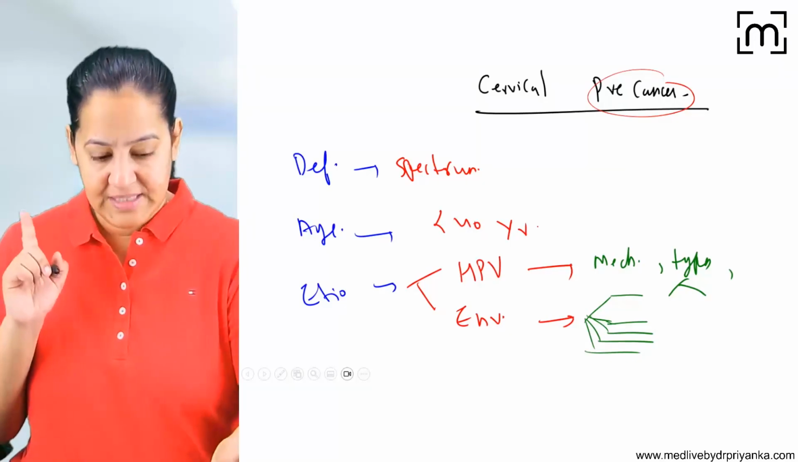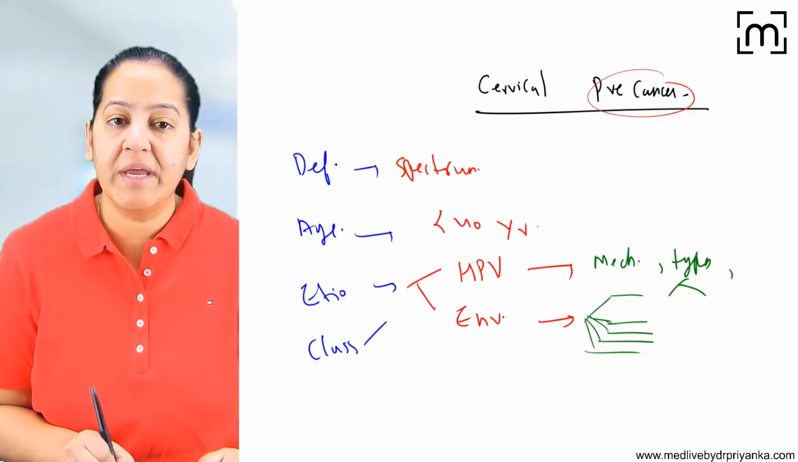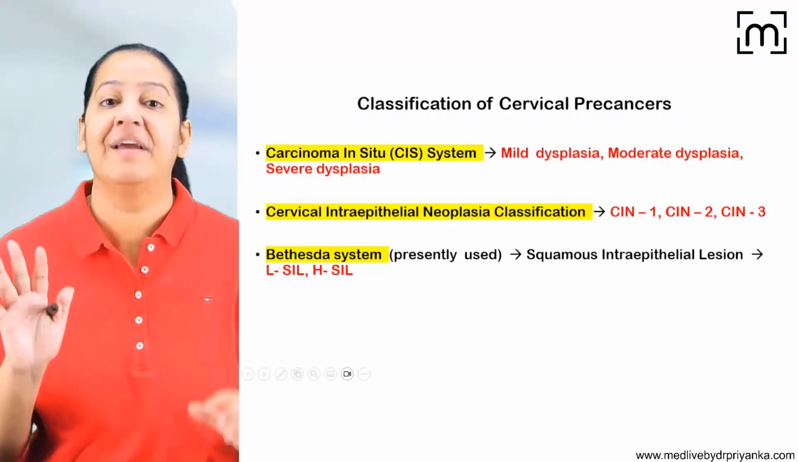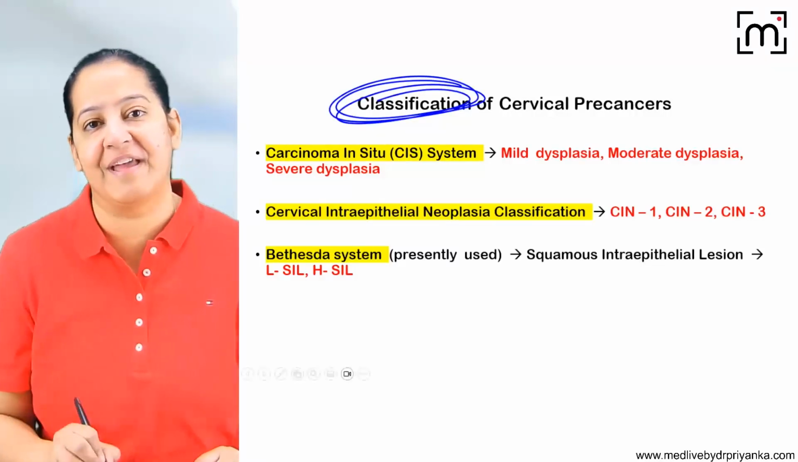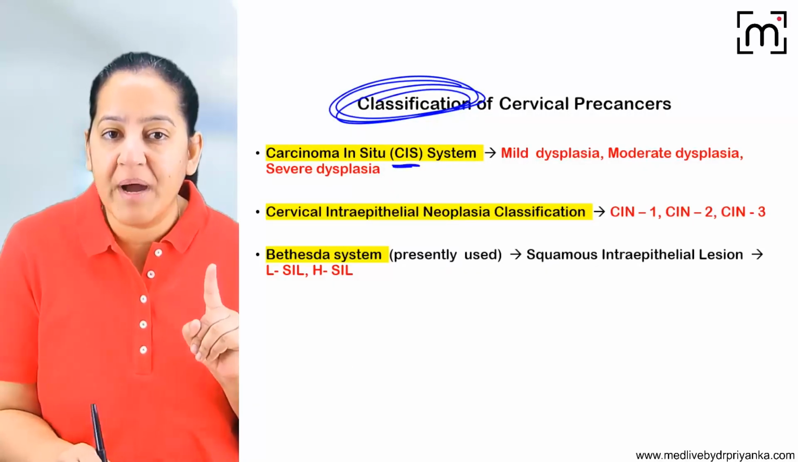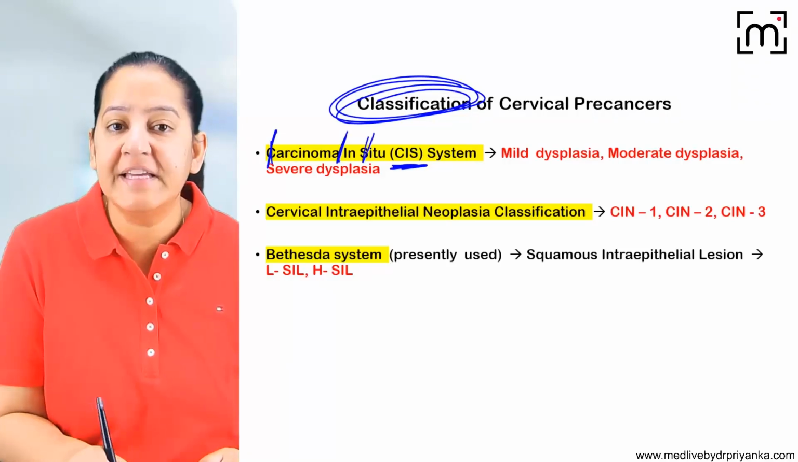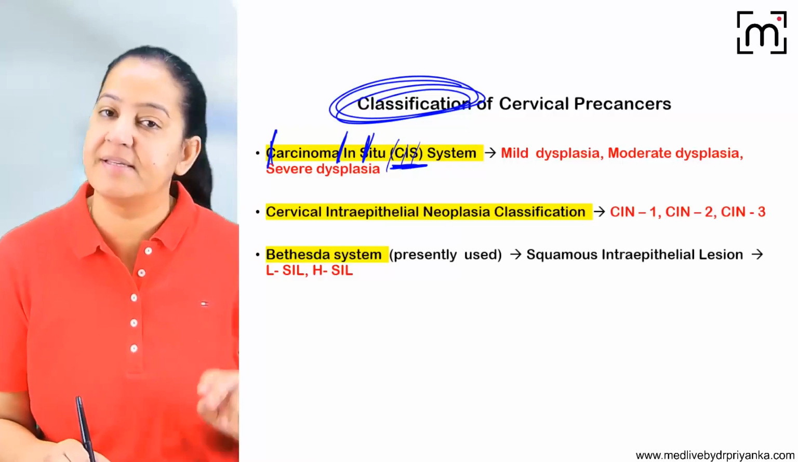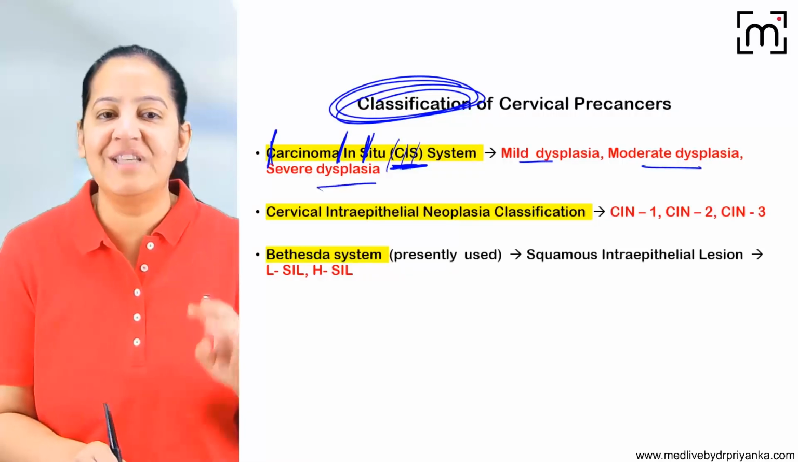Now, we have seen the definition, age and etiology. Now we have to understand the three types of classification of cervical precancers, the ultra important thing. Let me tell you the three different systems we will discuss here. The first is carcinoma in situ, CIS. Here we divide the cervical precancers into three categories: mild dysplasia, moderate dysplasia, severe dysplasia.